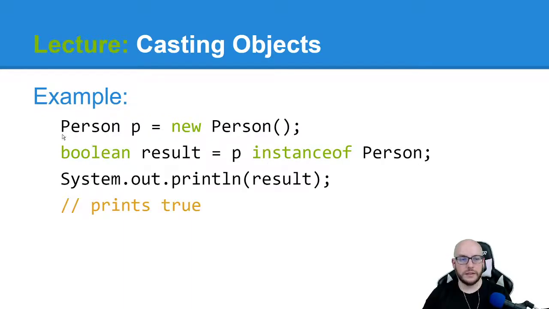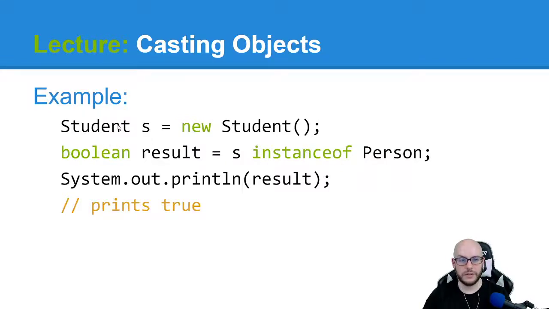Okay, let's take a look. Here I have person. It's a new person. I want to know, is p an instance of person? This operator is returning a true or false value, which we are saving into a Boolean, and I print that off. This is going to return true as long as this thing has a runtime data type that is equal to or beneath this data type in the class hierarchy. Is person equal to or beneath person in the class hierarchy? Yes, obviously.